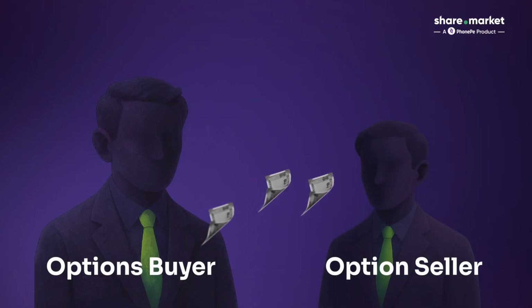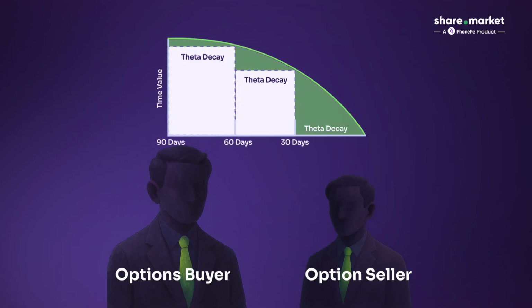For option buyers, theta is the enemy, because in option buying, you pay a premium and its value decreases with time if the market does not move in your favor. Your premium melts like an ice cream. For option sellers, theta is a friend because the seller receives the premium.